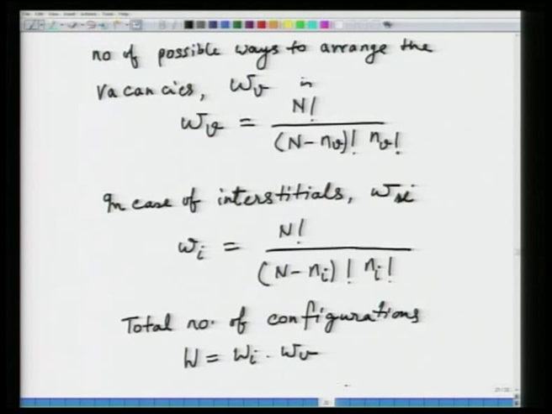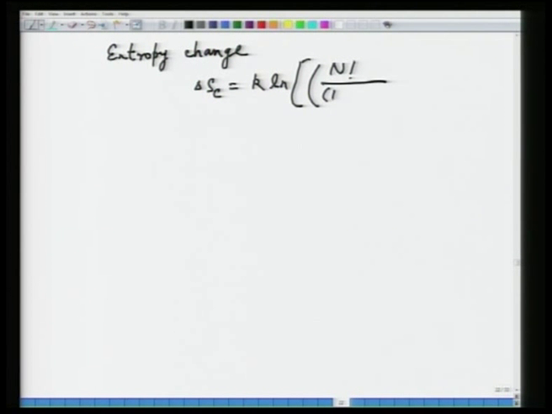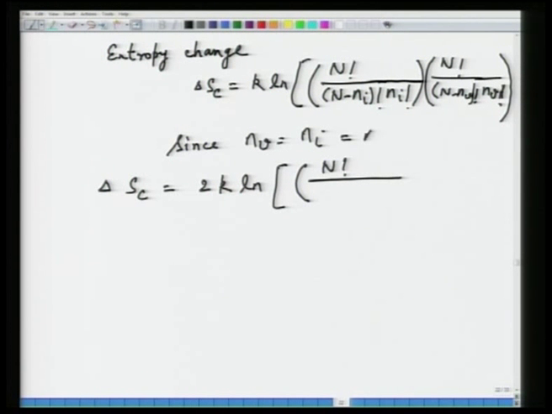So, as a result we can work out what is the entropy change. The entropy change is delta Sc, that is equal to k ln of N factorial divided by N minus Ni factorial into Ni factorial, and again N factorial divided by N minus Nv factorial into Nv factorial. Now, since we know that Nv is equal to Ni, so we can write this as 2k ln of N factorial divided by N minus n factorial into n factorial.